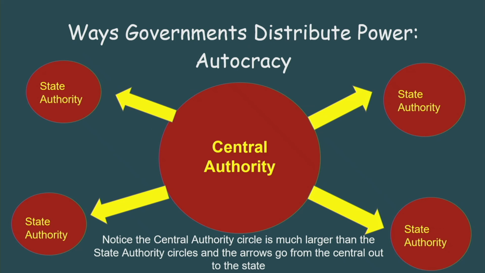So let's look at this on the screen. The ways that government distributes their power, and this is an autocracy. You can see the big center circle is the central authority, the main power. And you see that there's 4 arrows going to the state authorities, which are smaller bubbles. You don't see that anything is coming into the central authority. Nobody is giving their input into the central authority. Everything is going out. So that's just showing that the central authority has all the power.